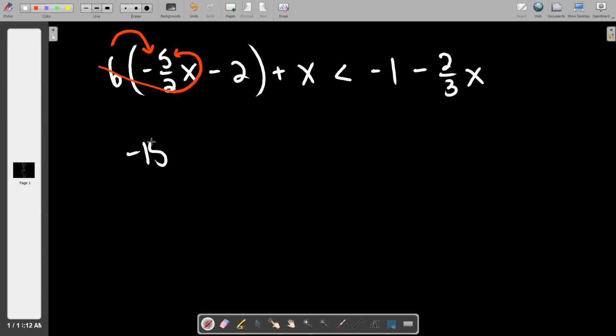Nice. And then don't forget to do 6 times minus 2. What's that? Negative 12. And remember, I'm not fraction killing right now, so everything else just basically gets copied down.